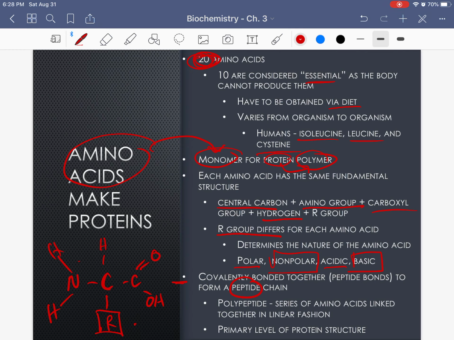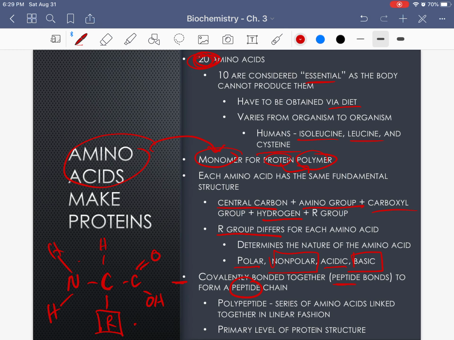Now, remember, every macromolecule is covalently bonded together, and they all have specific names depending on what we're talking about. A carbohydrate is a glycosidic linkage. A lipid is an ester bond or an ester linkage. And proteins, they are called peptide bonds.